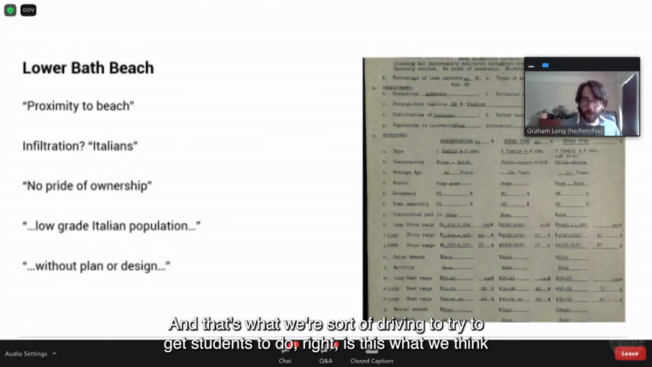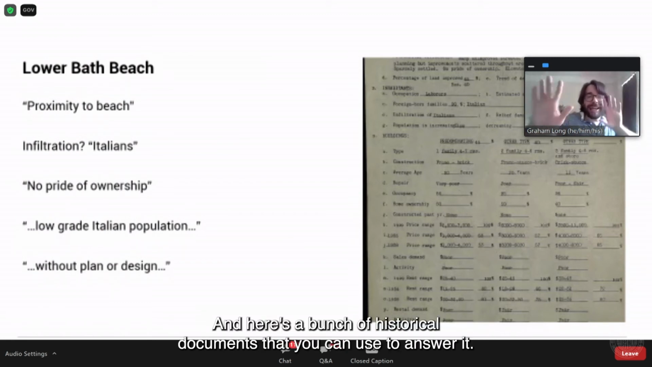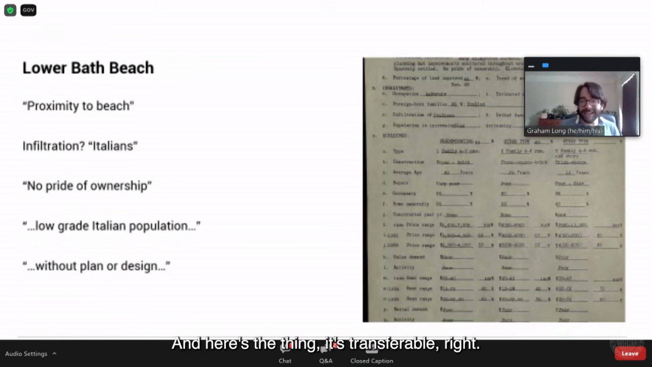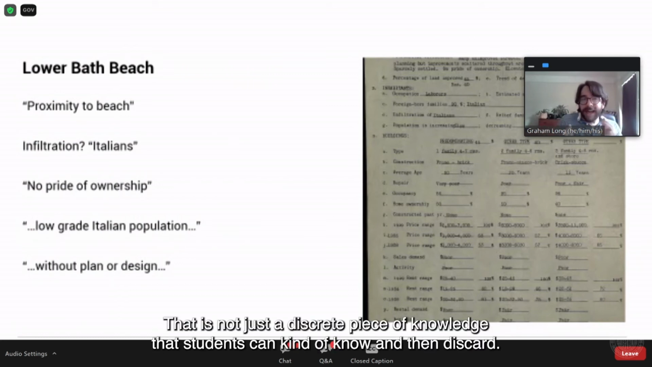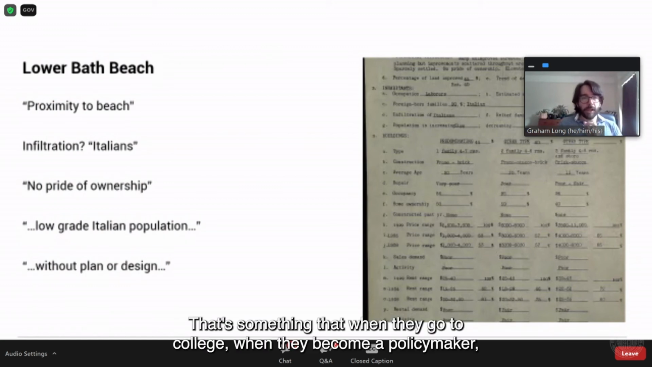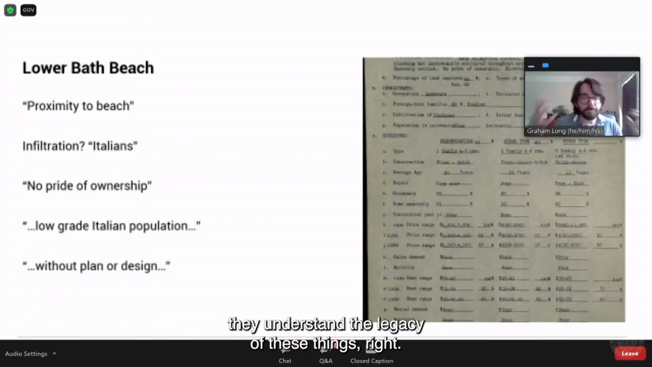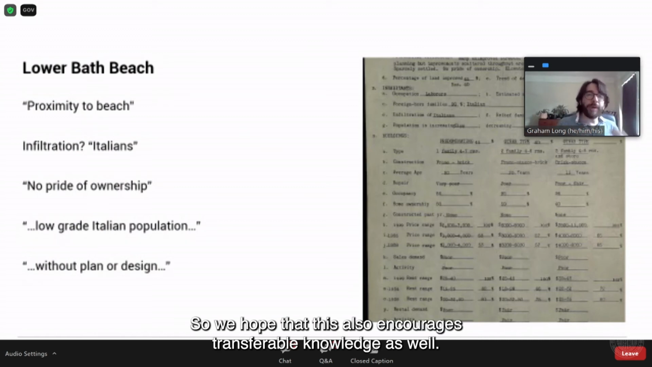And that's what we're sort of driving to try to get students to do, right? Is this what we think and hope is a compelling question? And here's a bunch of historical documents that you can use to answer it. And here's the thing, it's transferable, right? That is not just a discrete piece of knowledge that students can kind of know and then discard. That's something that when they go to college, when they become a policymaker, they understand the legacy of these things, right? So we hope that this also encourages transferable knowledge as well, okay?